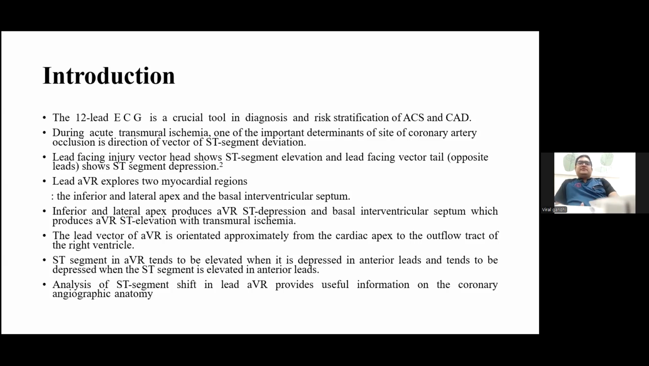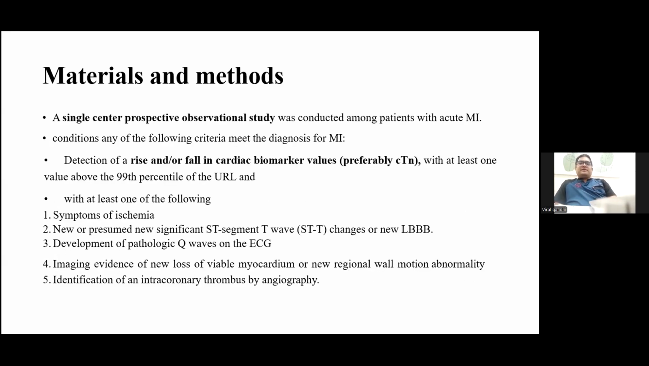So now, we conducted a single-centered observational study, which is a prospective study conducted in only a single center, with patients of acute myocardial infarction who qualify the definition of acute MI. When a patient comes, we do the biomarker, specifically cardiac troponin, which shows a rise or fall in trend, with at least one value above the upper limit, together with one of the following criteria.